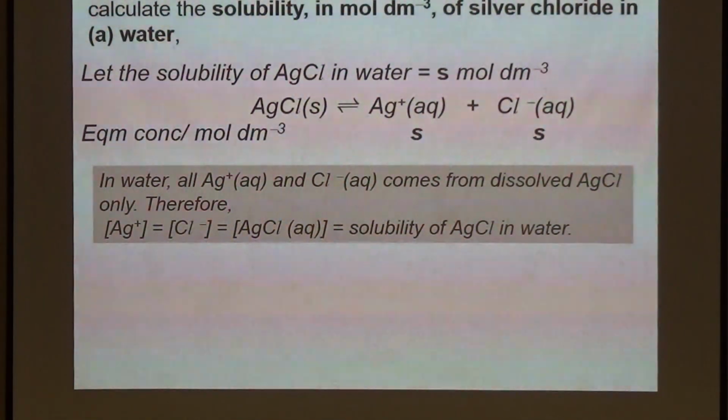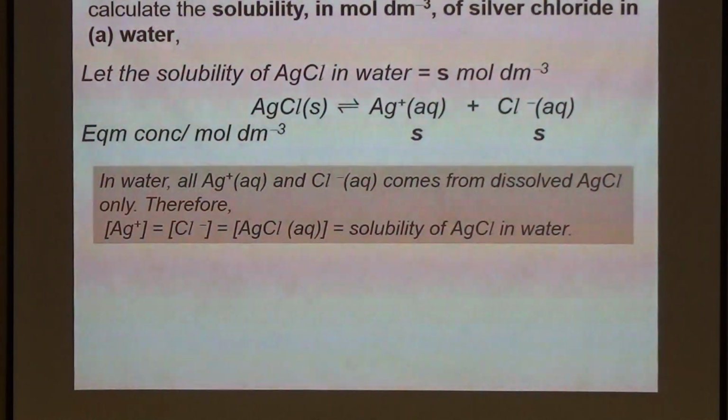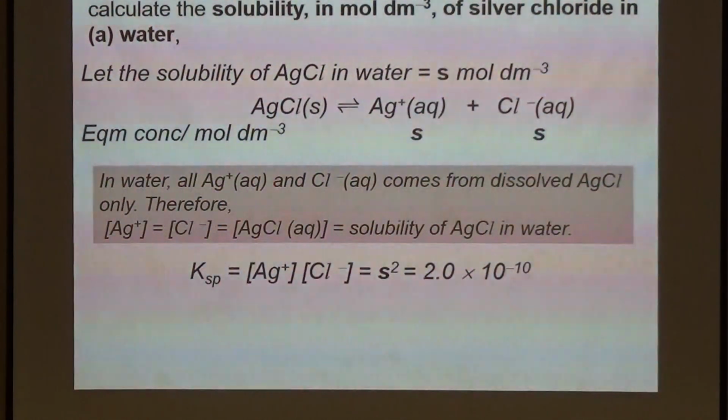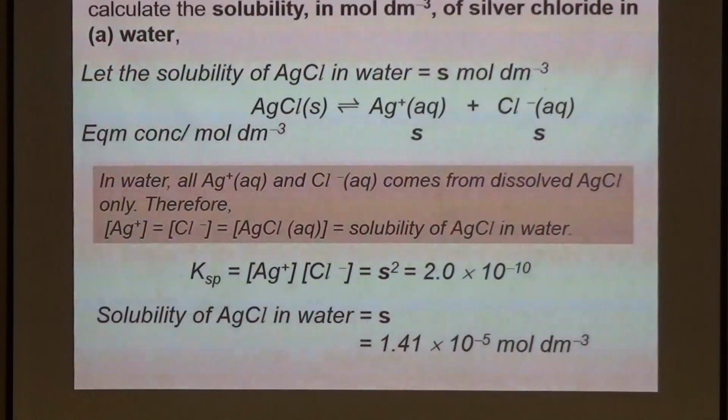So in water, all of the silver comes from the dissolved silver chloride. Therefore, the concentration of the silver plus is equal to that of the chloride, which is equal to the solubility of the silver chloride in water. So that's the KSP. The solubility is 1.41 times 10 to the power minus 5. You all need to copy this now or not?